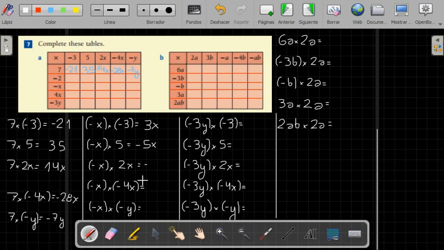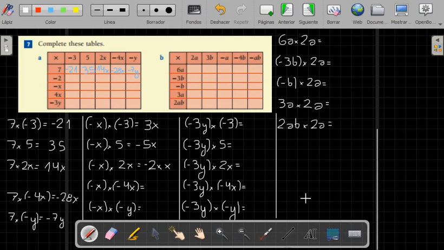Now, we have only one number. Let's write it down. Minus 2. And, okay, we have x multiplied by x. We can write x times x. That's okay. There's no problem with that. We can write minus 2xx, but we can go further.